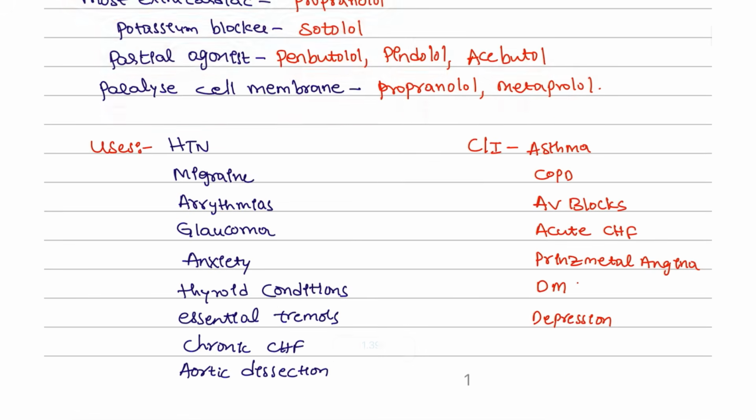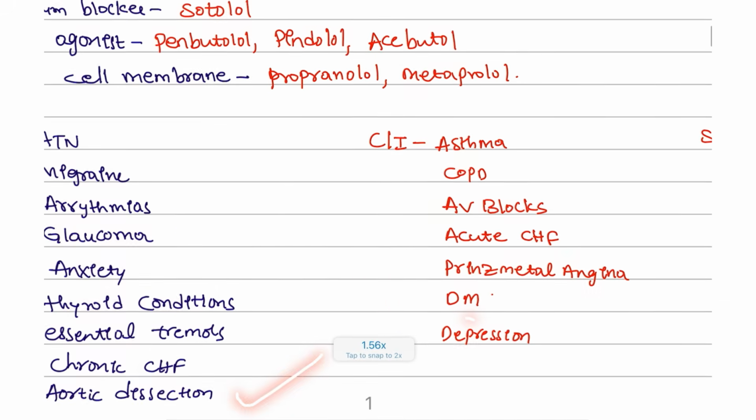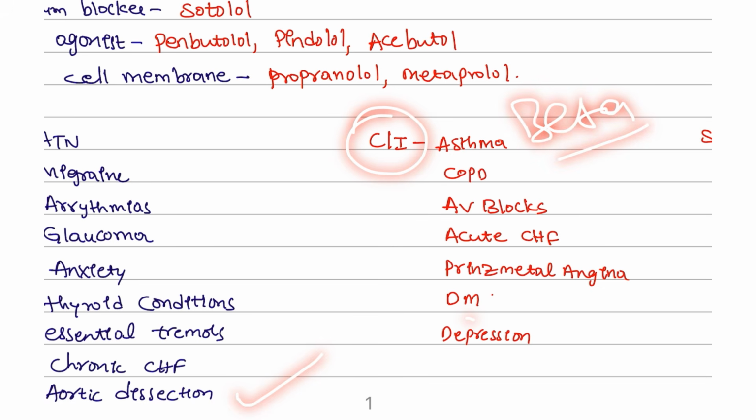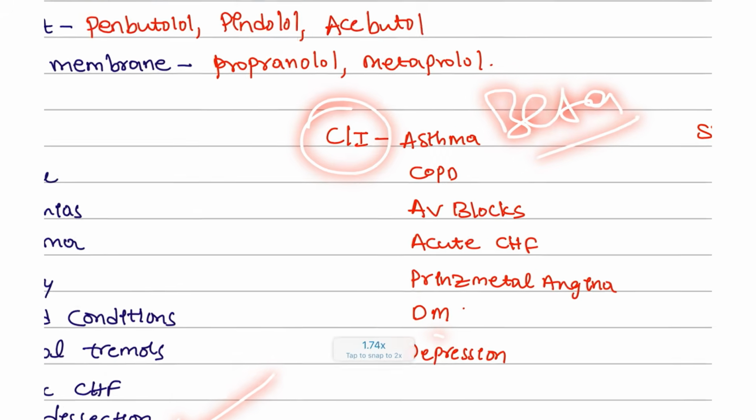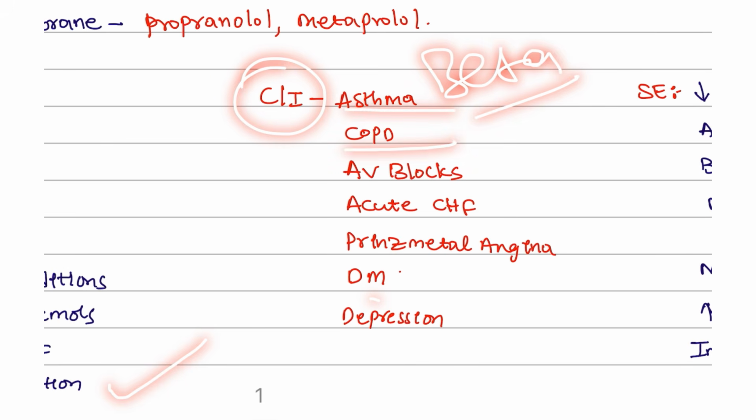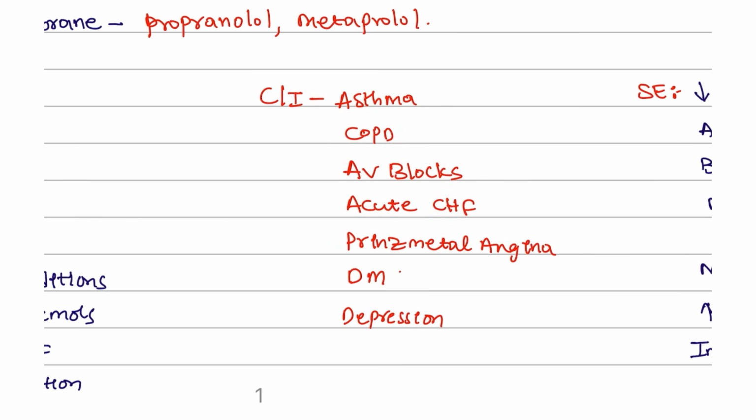What are the uses for which we commonly use beta blockers? Hypertension, migraine, arrhythmia, glaucoma, anxiety, thyroid conditions, essential tremors, chronic heart failure and aortic dissection. Contraindications: we are blocking the beta channels. If we block the beta channels, there is a high chance of vasoconstriction. So in asthma and COPD they should not be given. AV blocks, because the AV conduction will be decreased in this patient. Acute decompensated heart failure, we should not give.